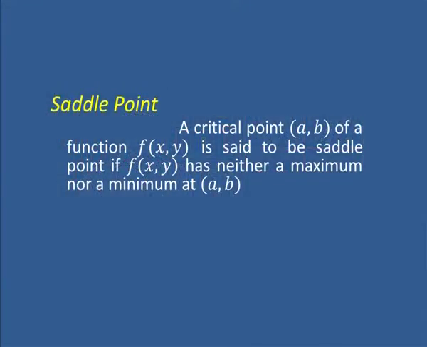Now, the saddle point. A critical point (a, b) of a function f(x, y) is said to be a saddle point if f(x, y) has neither a maxima nor a minima at the point (a, b).